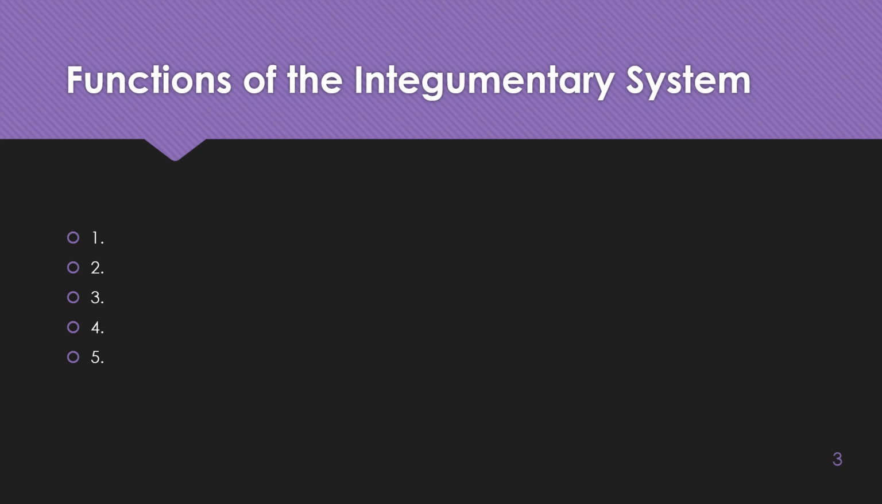Function number 3 is excretion. So the integumentary system is going to help us excrete urea, salts, and water, and we're going to secrete these through our sweat. And one interesting thing is our sweat actually contains the same components or the same waste products that we get rid of in our urine. It's just obviously in a little lesser concentration, but that's kind of an interesting thing to think about.